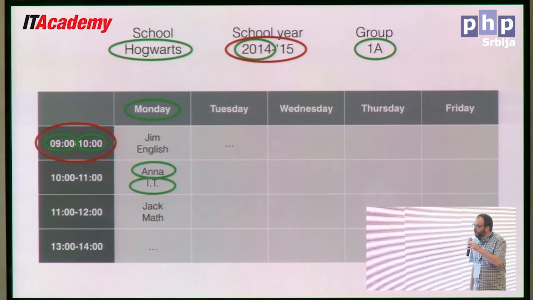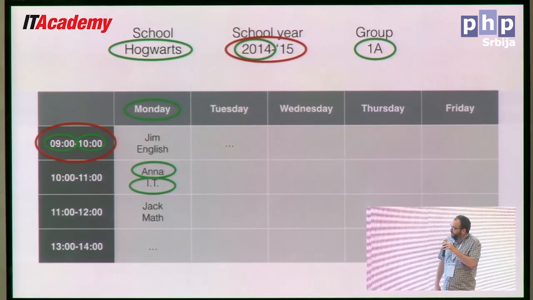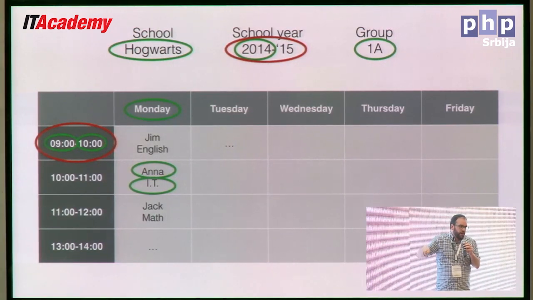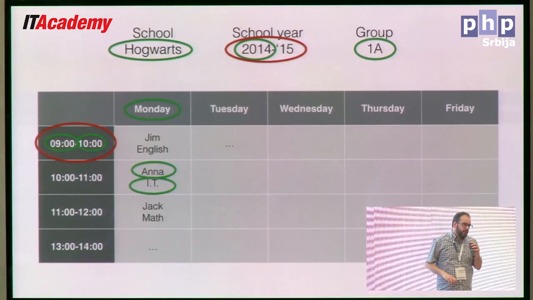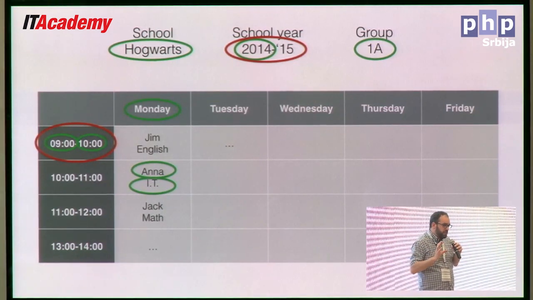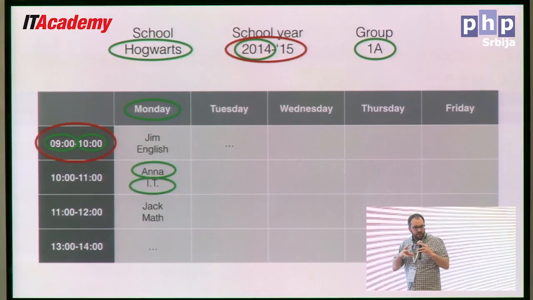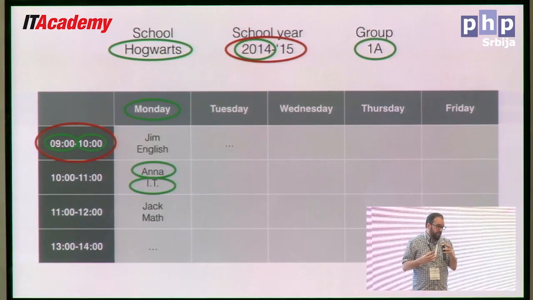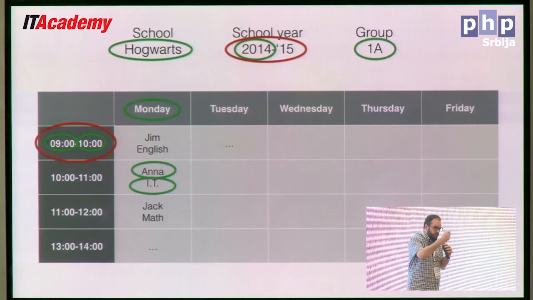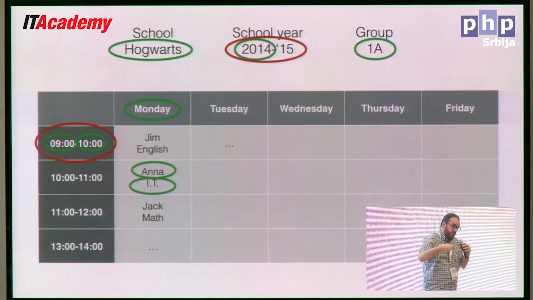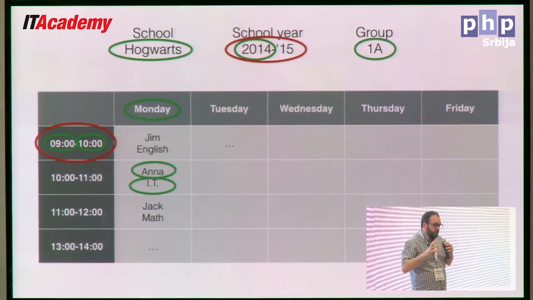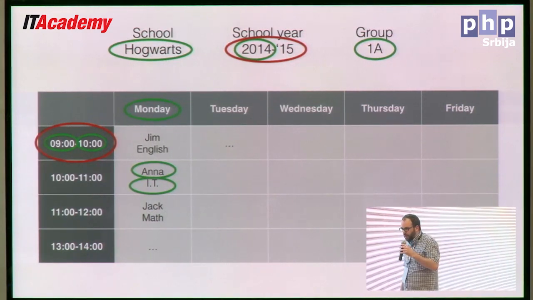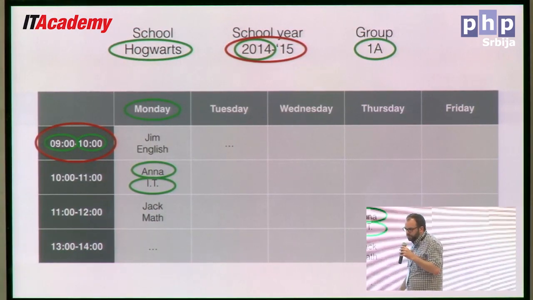We can probably find some more ways to compose things here. For example, when Anna teaches IT, that's different from when, let's say, Jim would teach IT. So there is a difference there. These two things, who is teaching what, belong together. We could call that a class, for example. So a class is, for example, IT taught by Anna or English taught by Jim. Both of those concepts could be a class. Not a class in the term of PHP classes, but a class in the school, in the education domain.